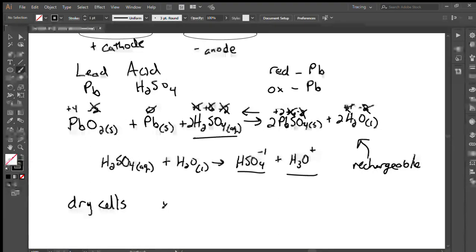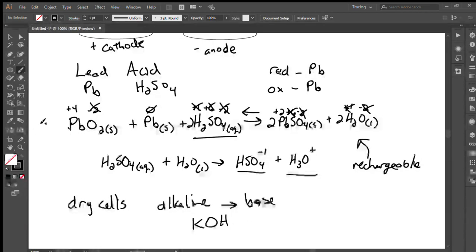Some of our dry cells are called alkaline. If you understand alkaline, alkaline is another name for base. And the reason they're called alkaline is because they use, I think it's potassium hydroxide, yeah, KOH as the base in the reaction. Instead of sulfuric acid up here as our salt bridge, KOH becomes a salt bridge, although it's a solid salt bridge.